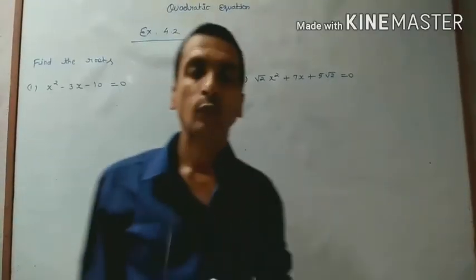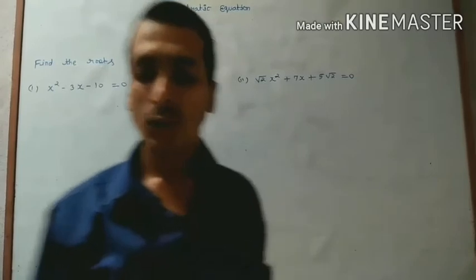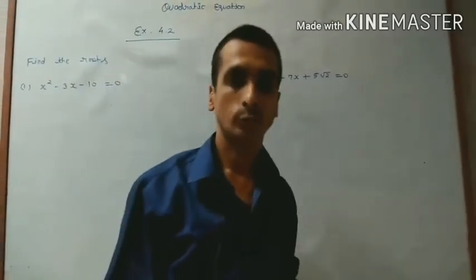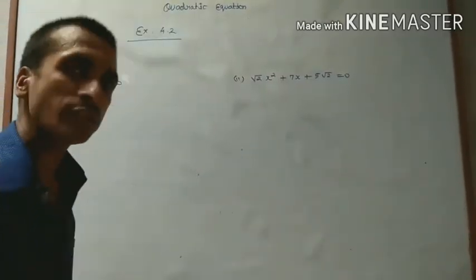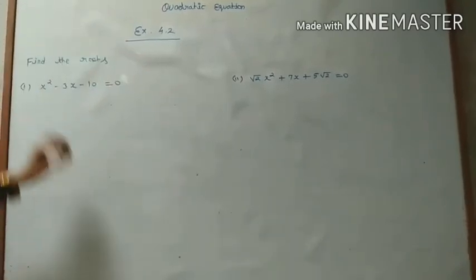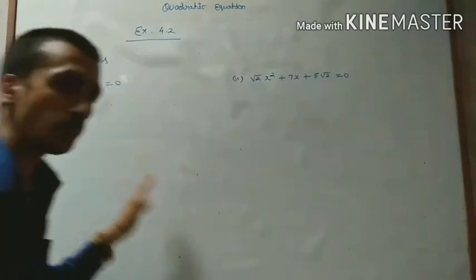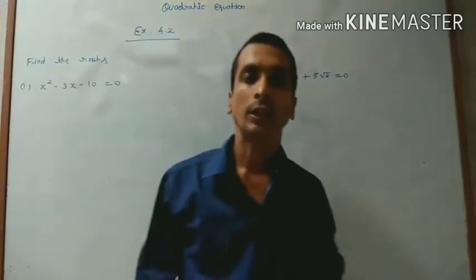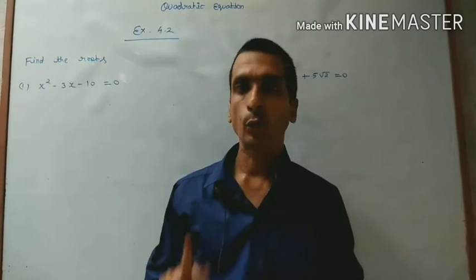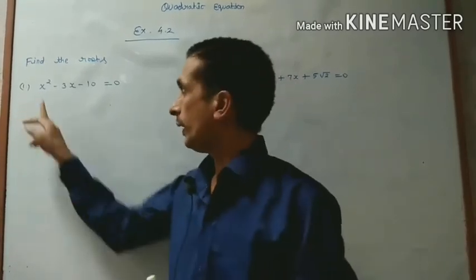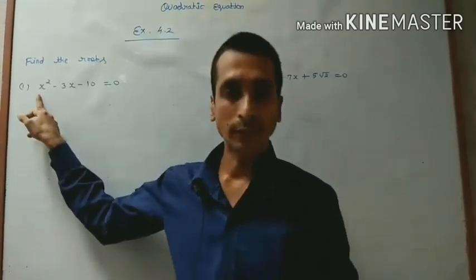Okay friends, we have to start the next exercise, 4.2. What is the requirement? You can see the question is: find the roots. We have to find the roots. Here the power is 2, so definitely there are only 2 roots, so we have to find the value of x. There are 2 values, we will get 2 values.